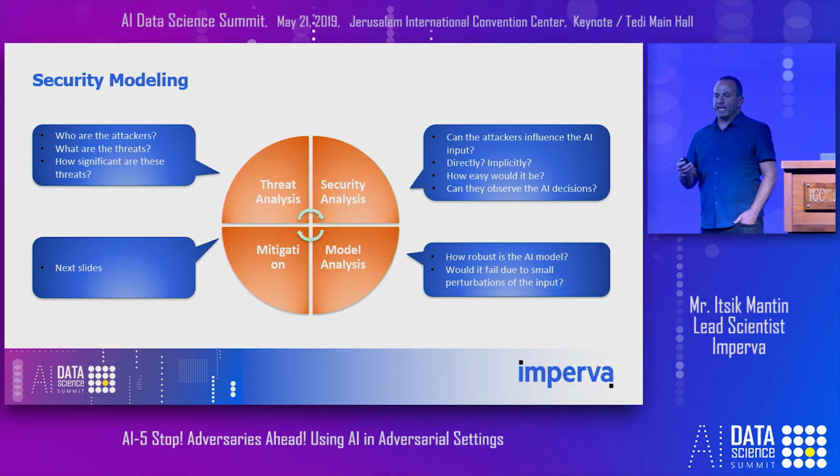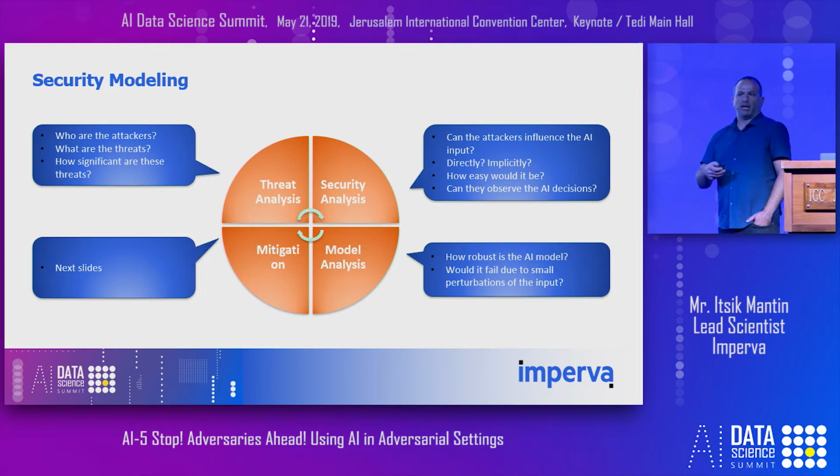In our case, can the attacker influence the input to the AI? Can he do it directly or implicitly? How easy would it be? Should he penetrate an organization to do that, to be an insider, or can he do it from his couch at home by sending a web request? Can they observe the decisions of the AI? Most of the attacks I talked about work in a black box model, where the attacker does not know the internals of the model. All he has is access to the black box that says, this is a dog, this is a cat, this is a dog, this is a cat. And that was sufficient. So can the attacker observe these decisions of the AI?